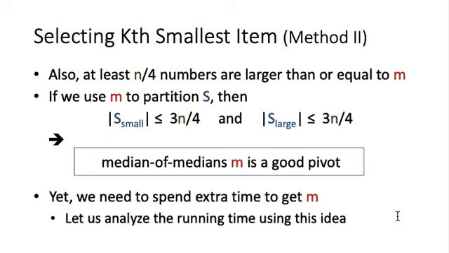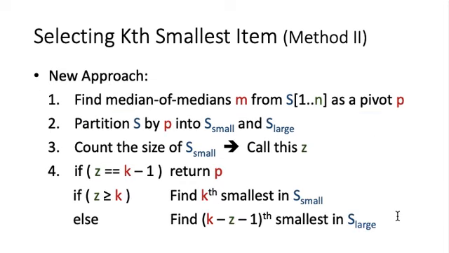So let us analyze the running time of using this method. To recap, this will be our new approach. In the first step, instead of choosing the pivot randomly, we will find the median of medians and then use this as the pivot. After that, the other steps are the same. We partition by P and count the size of S small. Depending on its size, we either return P or search for the desired item in the S small group or in the S large group.